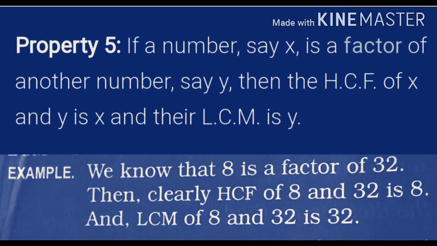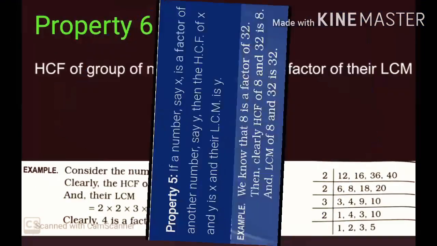Next is property 5. If a number say x is a factor of another number say y, then the HCF of x and y is x and the LCM is y. Let's take an example. We know that 8 is a factor of 32. So clearly the HCF of 8 and 32 is 8 and the LCM of 8 and 32 is 32. This is a very important property which you should remember. It will be easier for us to do the sums, right?